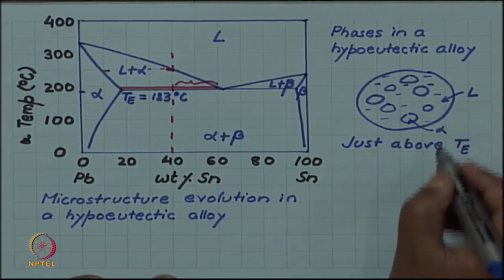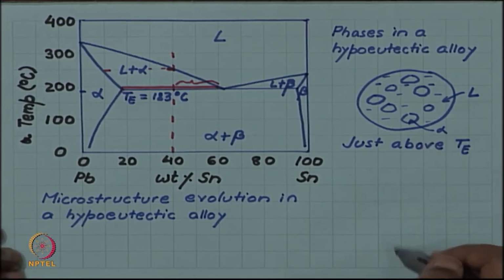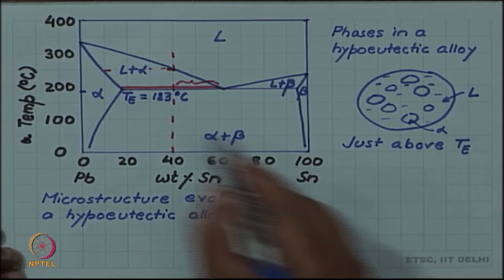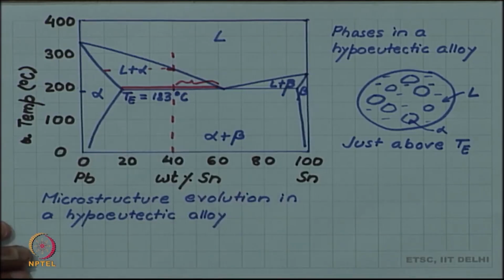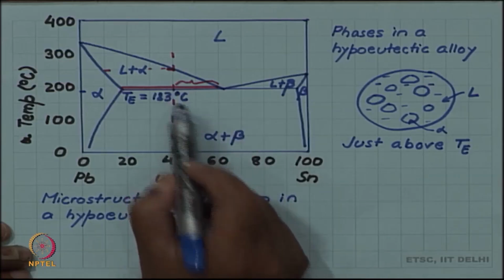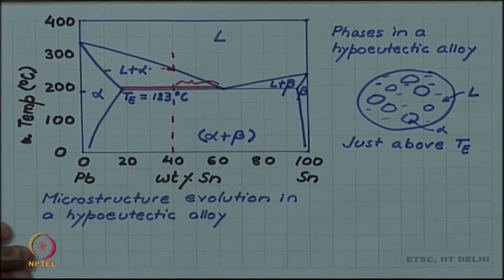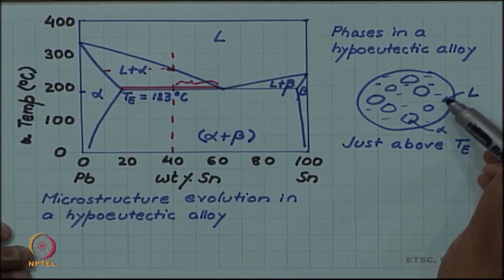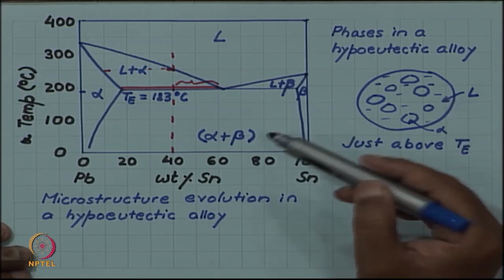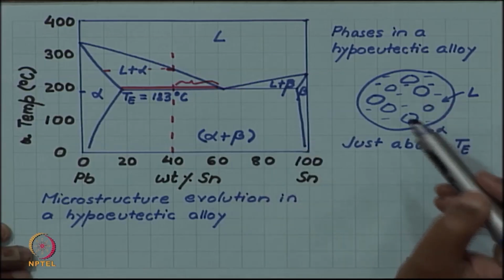But the question is, as we cool further, what will happen to this alloy? So, what will be the microstructure just below TE when we cool it? You can see just below TE, all liquid should disappear, because the equilibrium phase is only alpha plus beta. Beta has not yet appeared. So, this means this liquid should now transform to both alpha and beta.